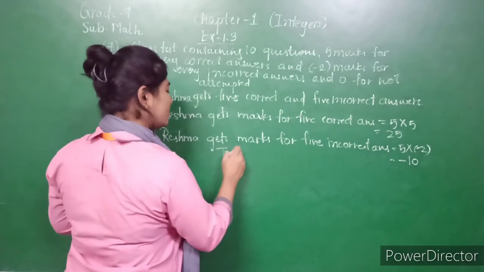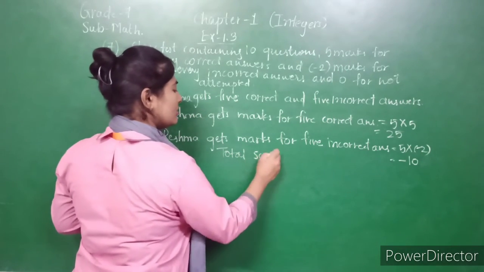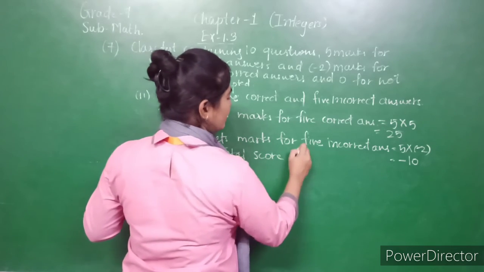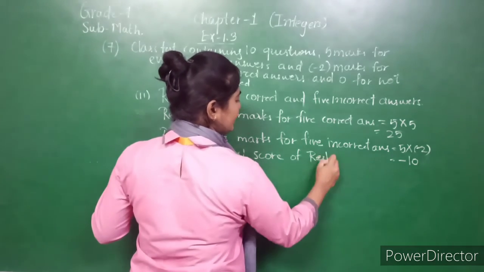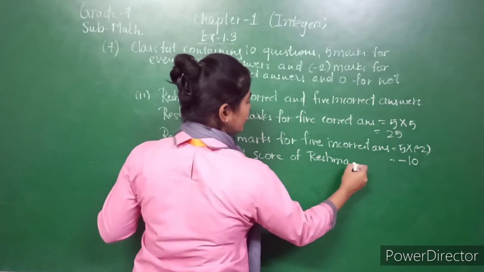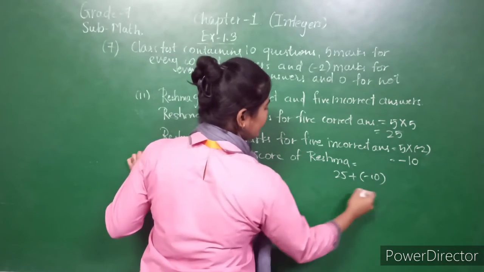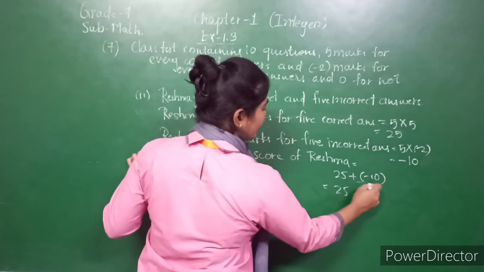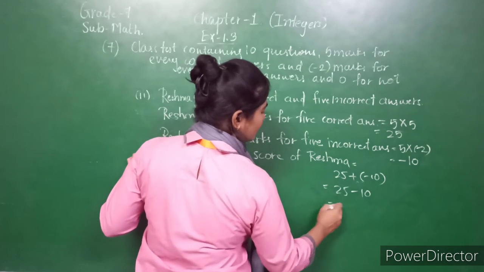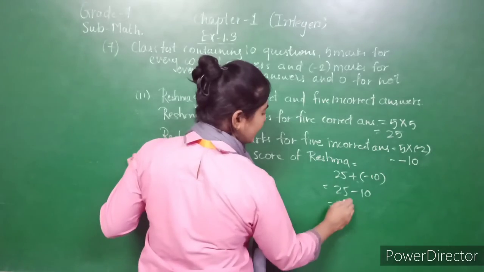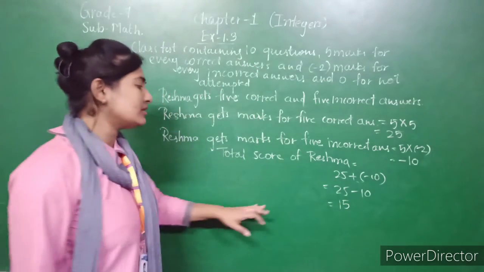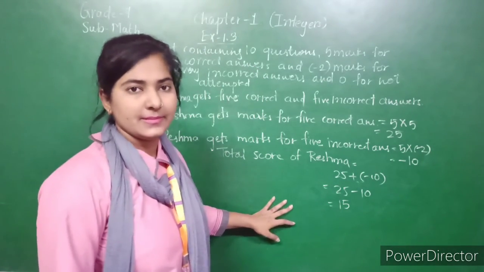Now total score of Reshma, it is 25 plus minus 10. So here 25 plus minus, it is minus. So it is 25 minus 10, that is 15. So here Reshma scored 15 marks.